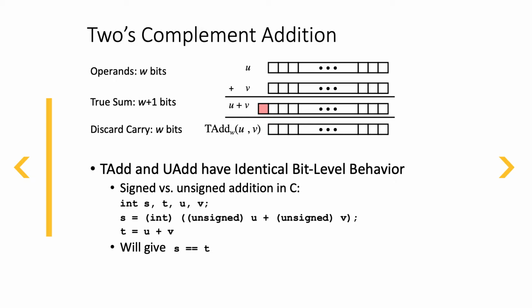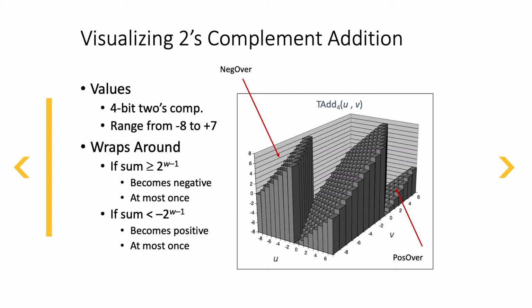So this changes the evaluations that we get out of the back end, but the actual initial procedure of just adding up the bits and discarding any carry is the same thing. So as we might expect, when we visualize 2's complement addition, we end up basically just adding another plane, right? Because we're going to add more wraparound in case we overflow. So if the sum is greater than or equal to 2 to the w minus 1, it becomes negative at most one time, because we can only ever end up with 1 carry bit potentially with a simple addition.